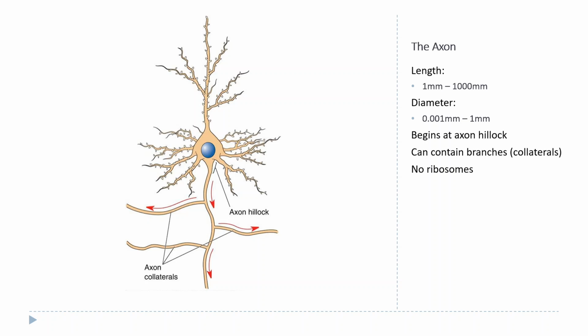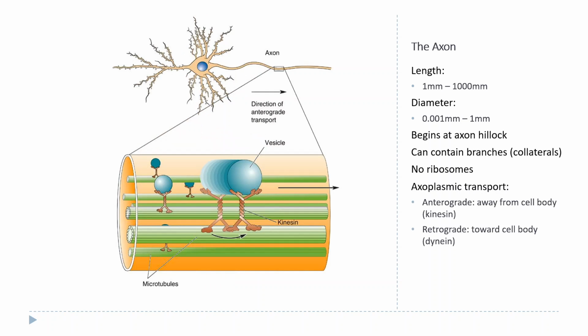Now, one thing that makes the axon different from the rest of the cell is that inside the axon, the cytoplasm does not contain any ribosomes or rough endoplasmic reticulum. And what that means is that all the proteins, everything inside the axon that needs to get made, is made in the cell body and then has to be transported down the axon. So that process of moving stuff down the axon is called axoplasmic transport. And for the most part, it's carried out by these special motor proteins.